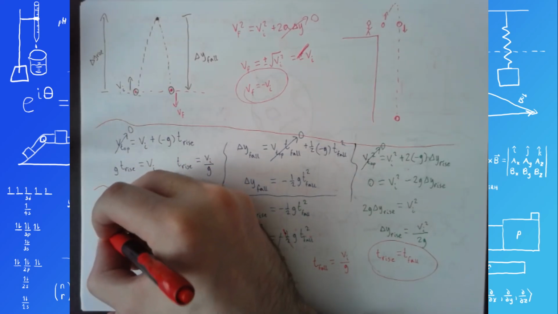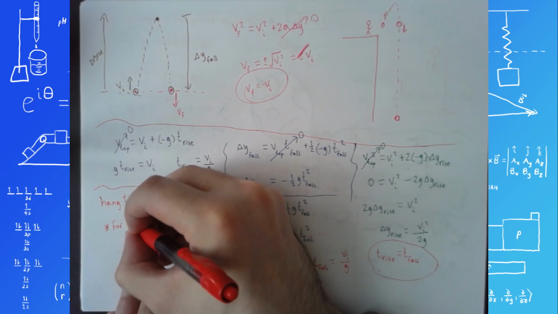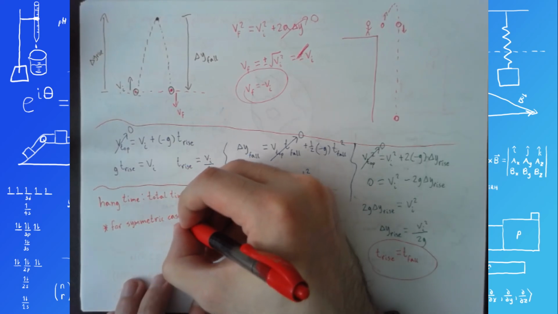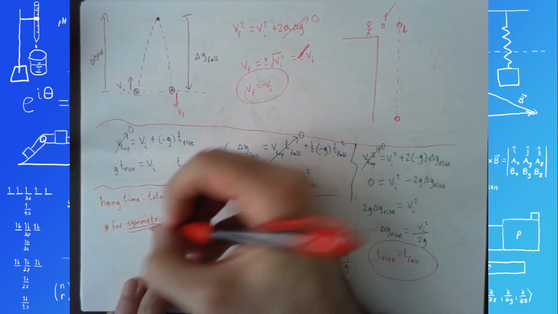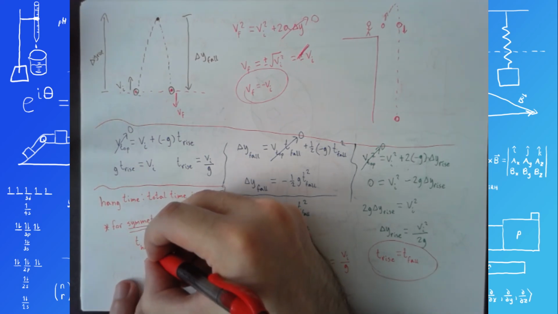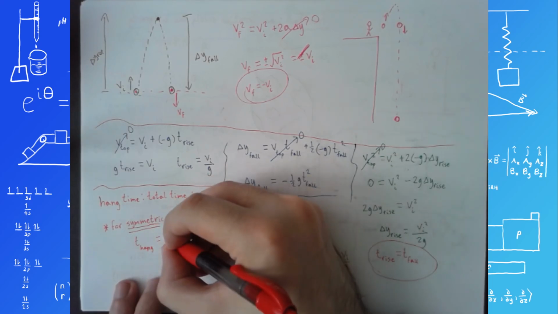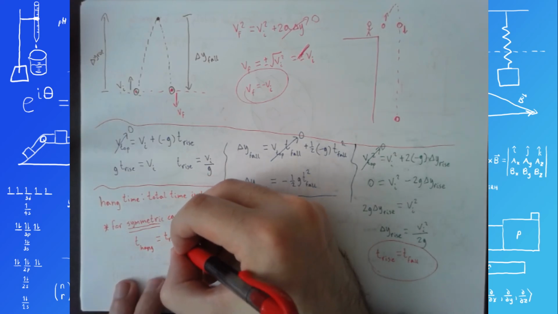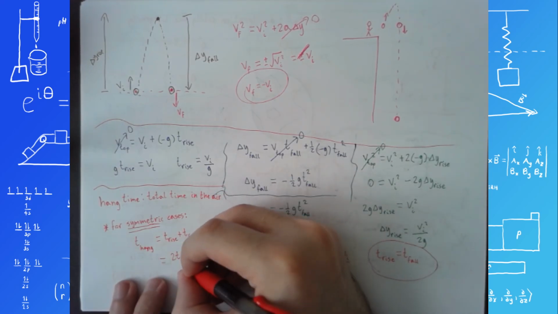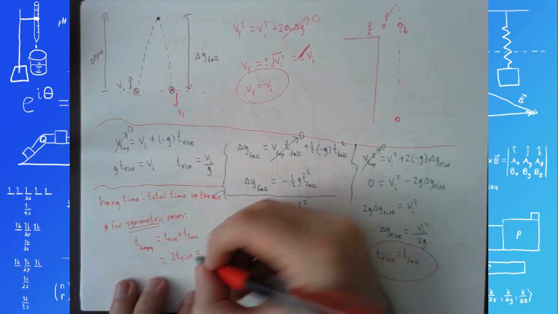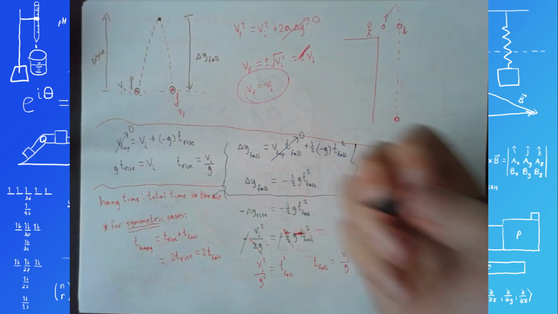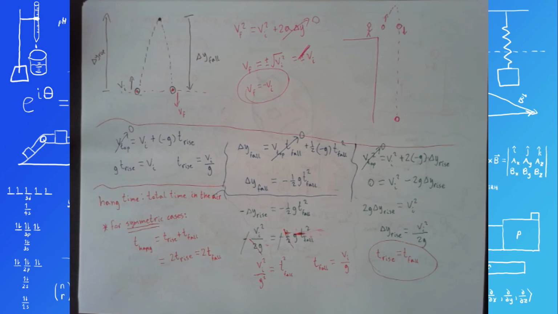So for symmetric cases, and symmetric cases only, hang time equals t rise plus t fall, which equals 2 times t rise or 2 times t fall. Since t rise is equal to t fall, you can just take either one of them and multiply it by 2 and get your total hang time.